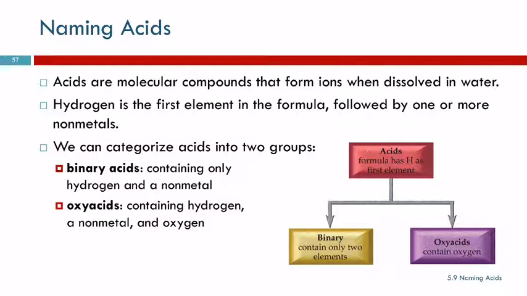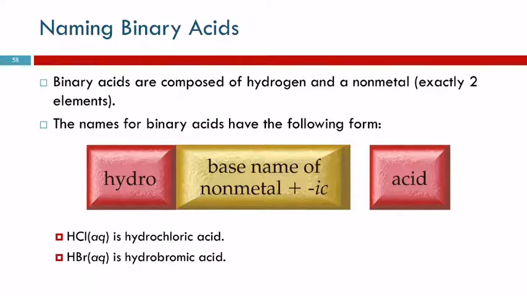How nice is that? Now, we divide acids into two different groups, and each group has a slightly different way of being named. The first one is called a binary acid, containing only hydrogen and one other element. And then we have the oxyacids, and as the prefix oxy suggests, these acids have oxygen in them. So you can tell which is which because if it has oxygen, it's an oxyacid. If there's no oxygen, it's not an oxyacid. The binary acids we cover first.